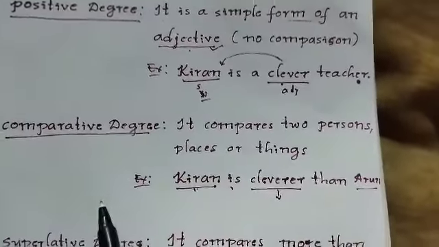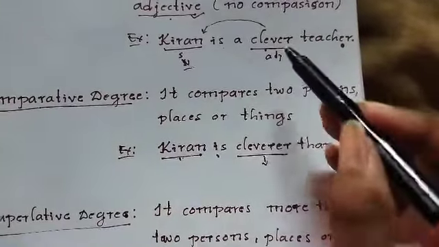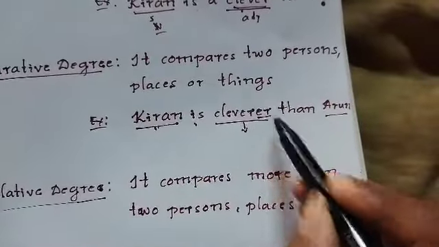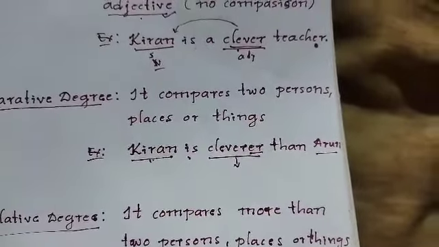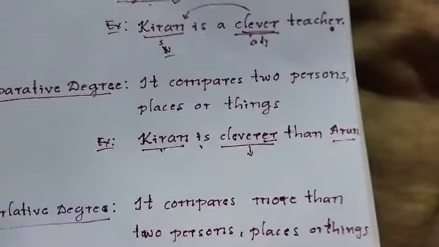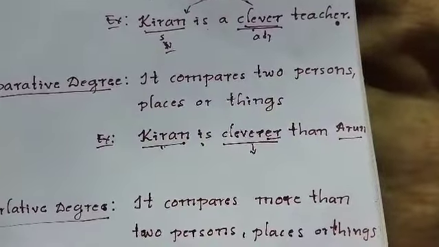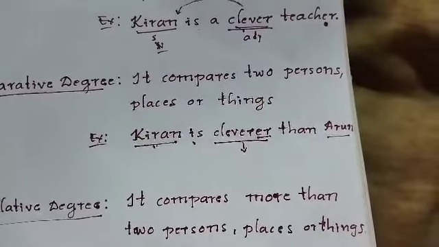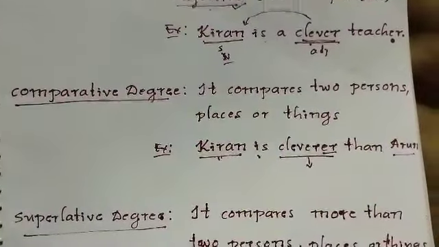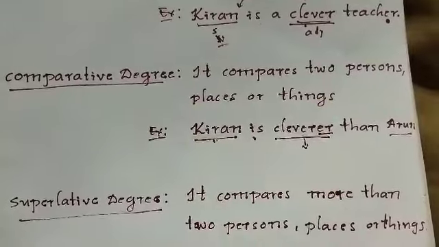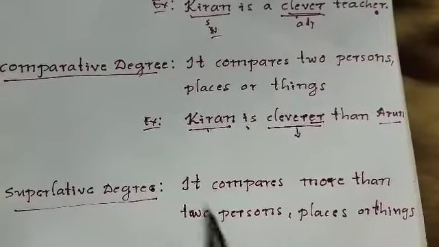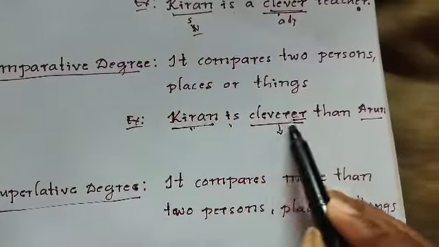In positive degree, the adjective is just clever. In comparative degree, we just added er. So this is the form. The comparative degree compares two persons, two places, or two things. Examples: cleverer, braver, lazier, more beautiful, better. The sentence: Kiran is cleverer than Arun.